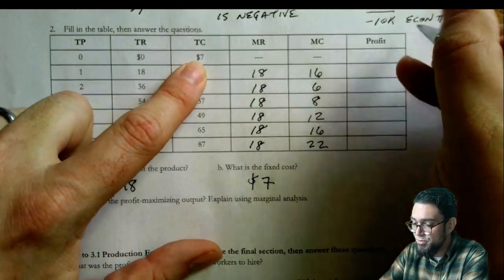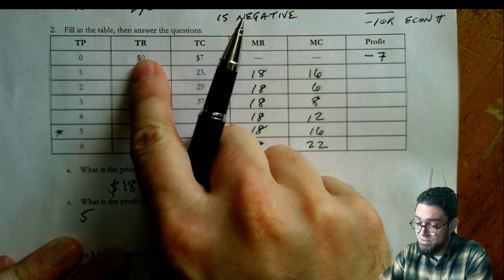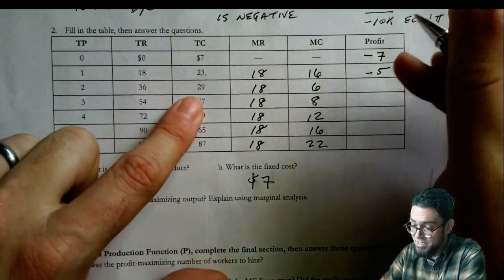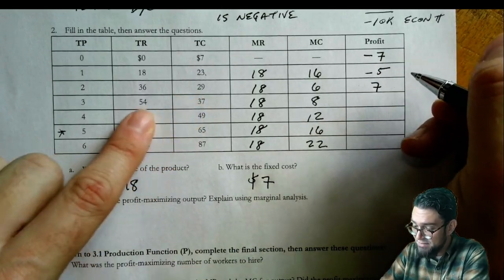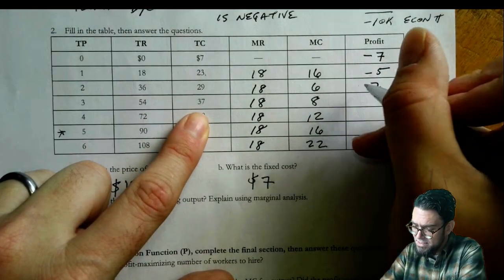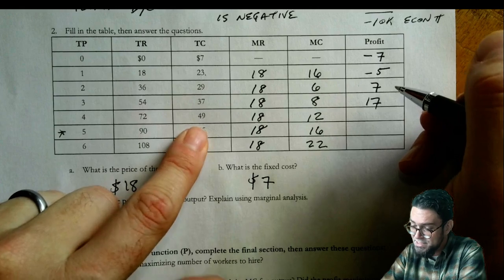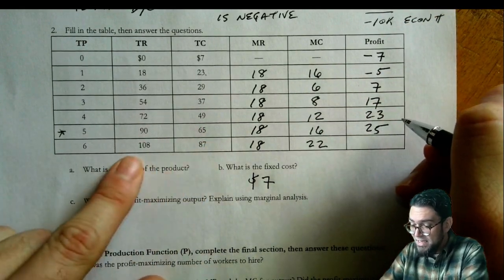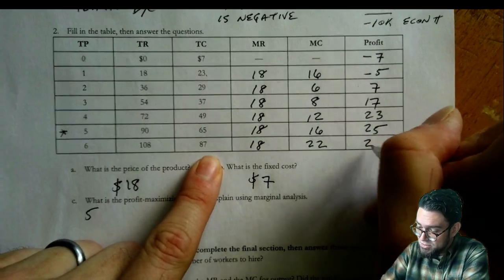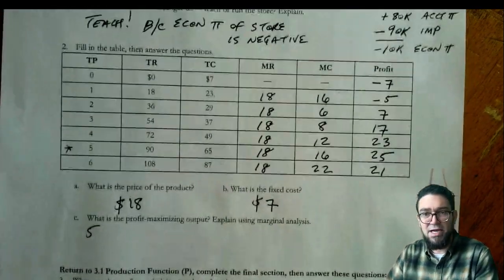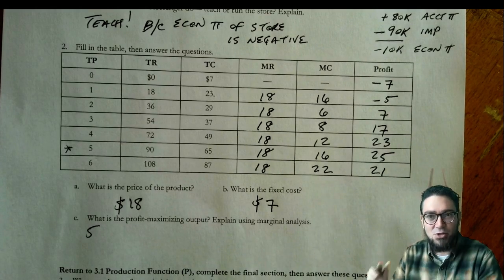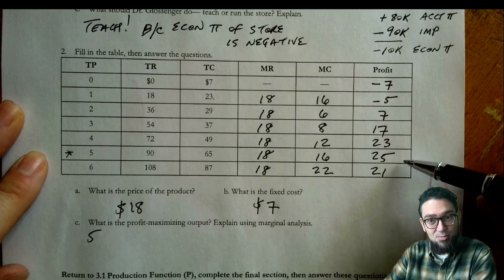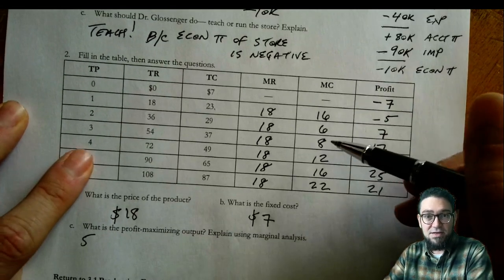At the 0th level of output, I have negative 7 profit, because it's 0 minus 7. 18 minus 23 is negative 5, so I'm still losing money there. 36 minus 29, now I'm in the black. I've got positive 7. 54 minus 37 is 17. 72 minus 49 is 23. 90 minus 65 is 25, and then 108 minus 87 is 21. I hope that I did all these numbers right. I didn't practice with these, so hopefully my mental math calculations are doing okay. I know that you'll correct me if I'm wrong. So we can see here, just doing these numbers, I hope I'm right, the maximum profit that I could attain is 25, and that does occur here.